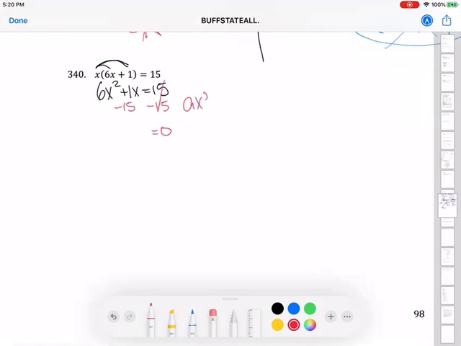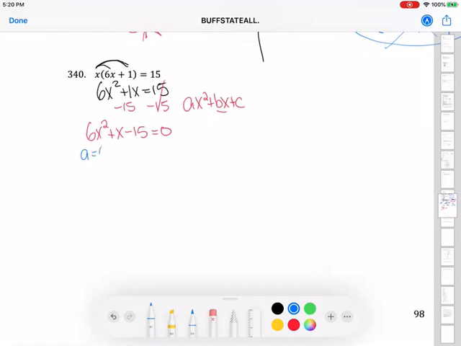15 minus 15 is 0, and I remember I need to be in ax squared plus bx plus c format order. So the 6x squared comes down first, then my x term comes down, plus 1x or just plus x, and then your c, which is the number by itself, comes down as minus 15. We are set up now. A, b, and c should be easily findable. I want you to pause it and give it a try at this point. Once you come back, we'll be ready to go.